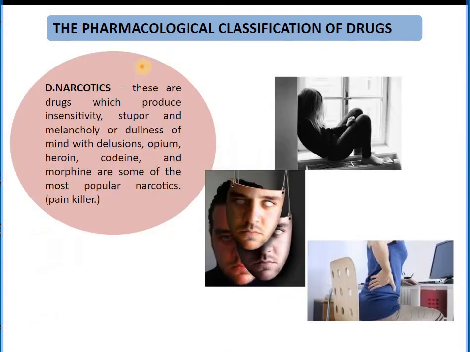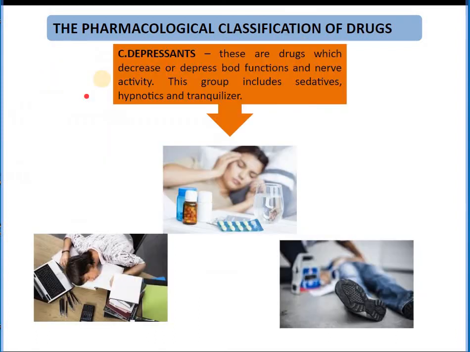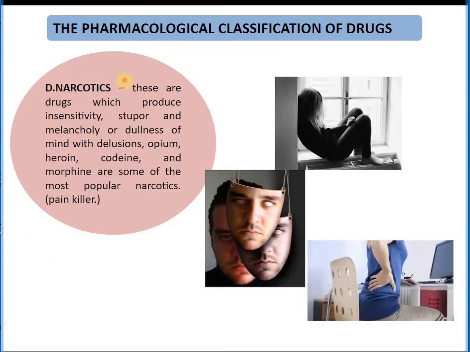And the last group of the pharmacological classification of drugs is narcotics. Sometimes narcotics belong to depressants. Sometimes. But the general effect of narcotic drugs is that they produce insensitivity, stupor, dullness, and a mind with delusions. Opium, heroin, codeine, and morphine are some of the most popular narcotics. Or any medicine whose purpose is just as a painkiller or pain reliever is called a narcotic.